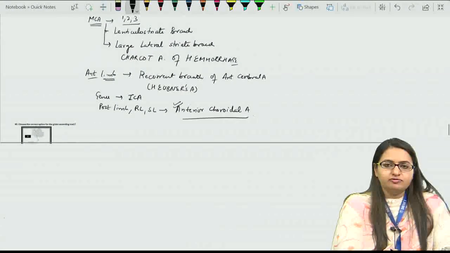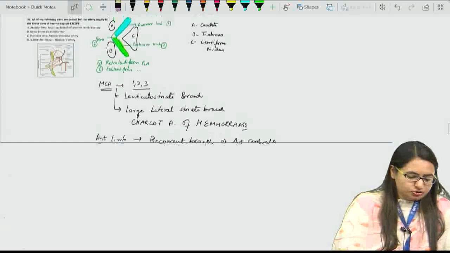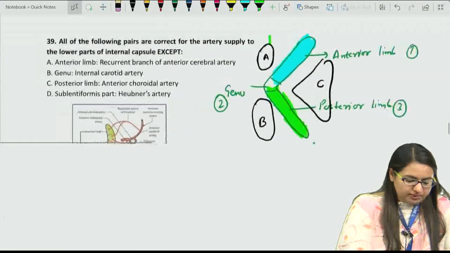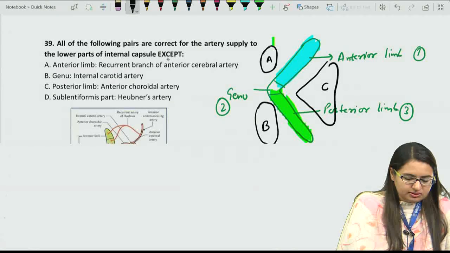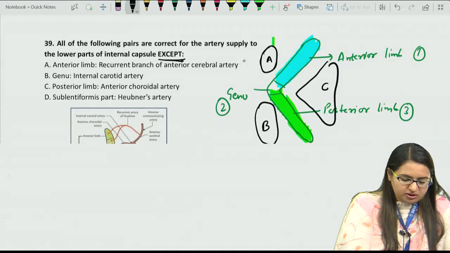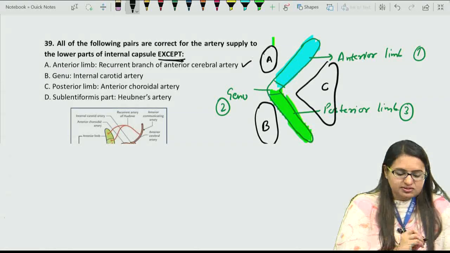So this is the supply for the various portions of the internal capsule. Now we come back to this question. It says that all are true regarding the supply except: the anterior limb is supplied by the recurrent branch, that is the Hübner's branch of the anterior cerebral artery. This is correct.